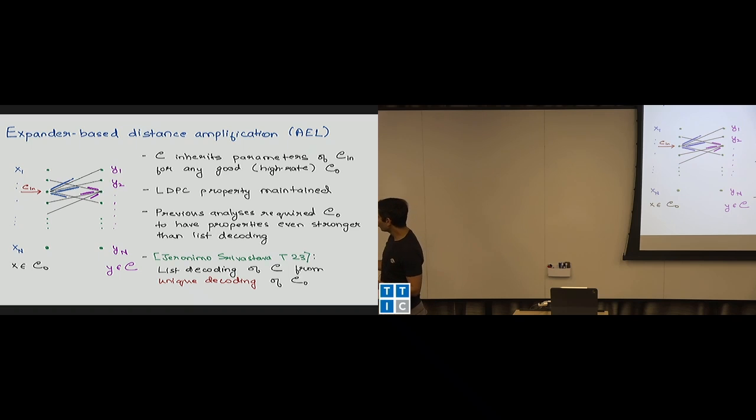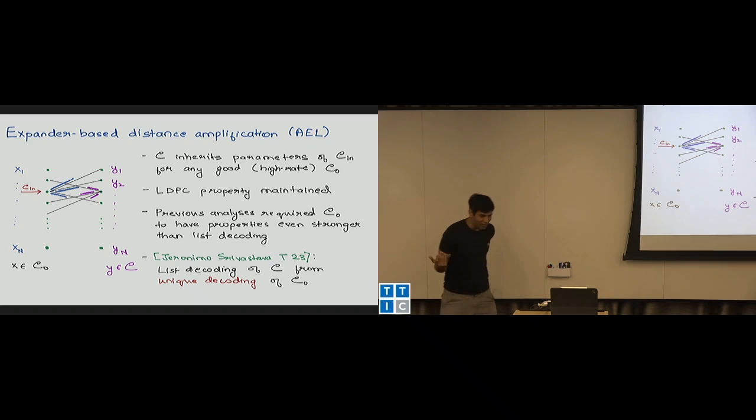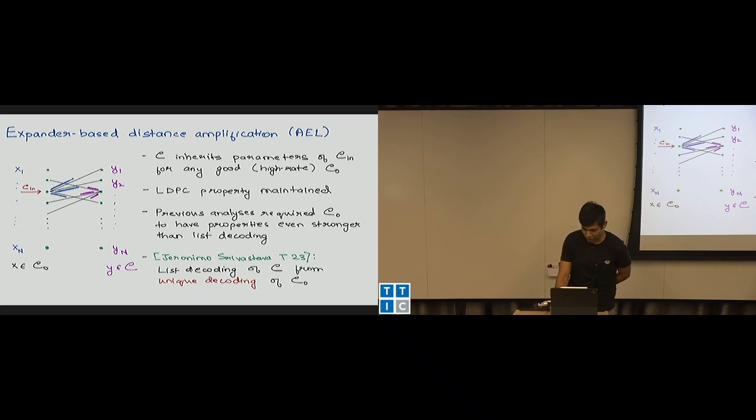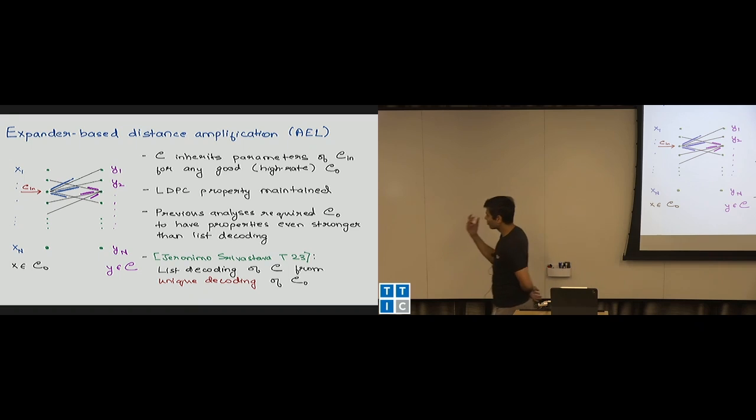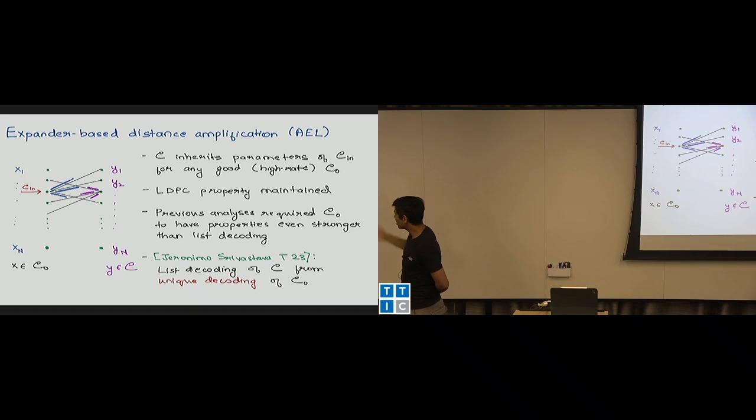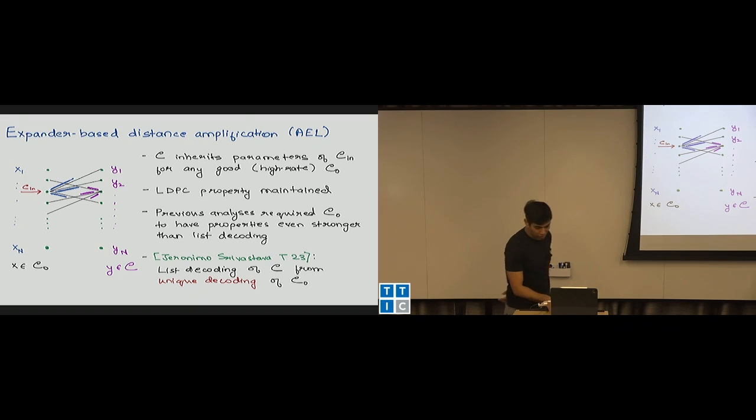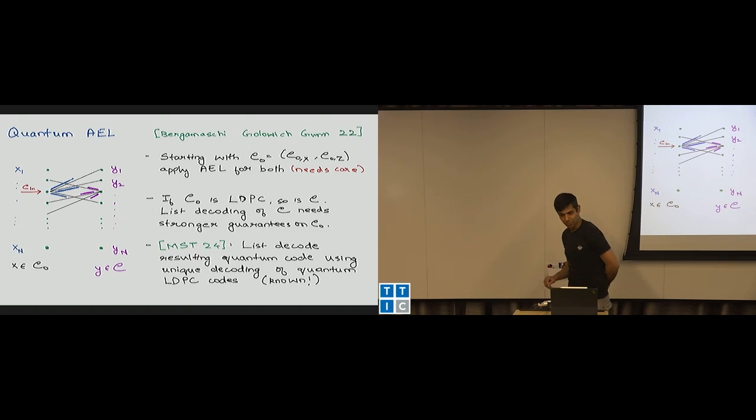But if you want to use this to design list decodable LDPC codes, well, you have to start with some LDPC code which has something even stronger than list decoding. So it's a chicken and egg issue. And the reason we were able to use the techniques from this previous work is that using sum of squares, you can actually reduce the list decoding of the right-hand side code to the unique decoding of the left-hand side code. That we have for the LDPC code. So then you can make the whole thing work.